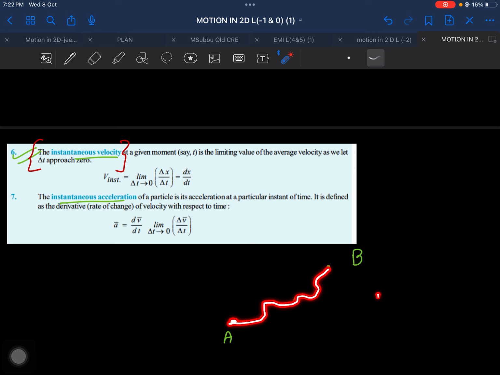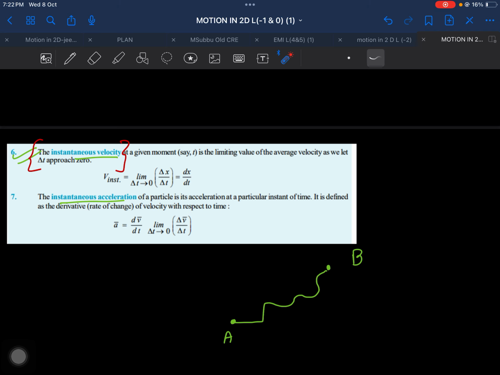So there will be an average velocity. What do you mean by average velocity? It means the total displacement upon total time, that will be your average velocity. Again, what is the average acceleration? It means change in velocity upon total time.